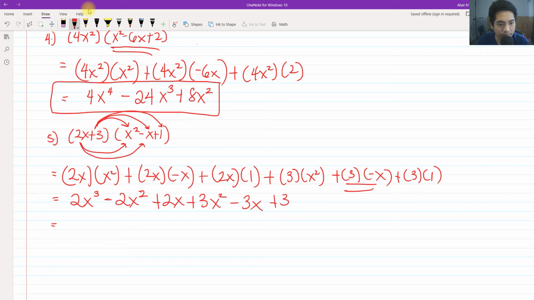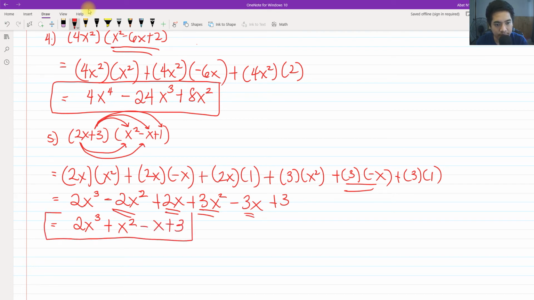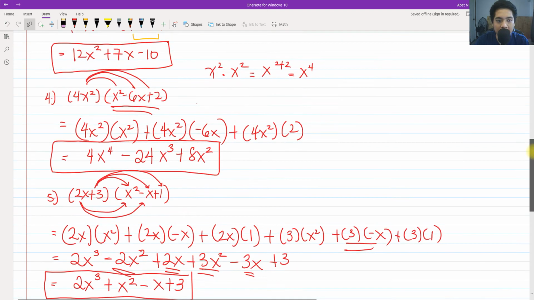So do we have another cube? None. So 2x cubed remains the same. And then we have x squared: negative 2x squared plus 3x squared. It's just like 3 minus 2, and that is x squared. And then we have 2x minus 3x. That's negative x. Then finally we have 3. So that's how simple it is to actually multiply this.